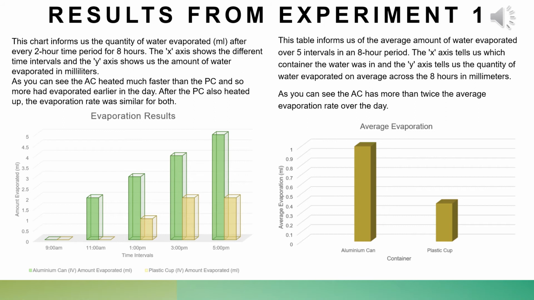The table on the right informs us of the average amount of water evaporated over 5 intervals in an 8-hour time period. The x-axis tells us which container the water was in, and the y-axis tells us the quantity of water evaporated on average across the 8-hour period in milliliters. As you can see, the AC has more than twice the average evaporation rate over the day.